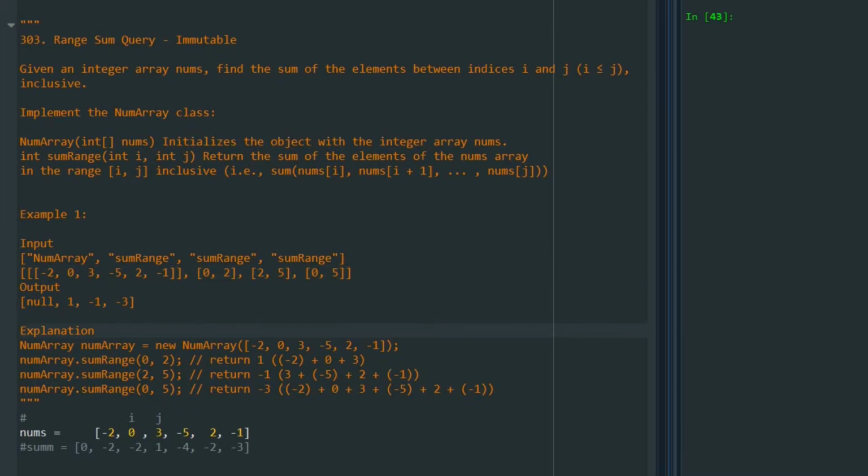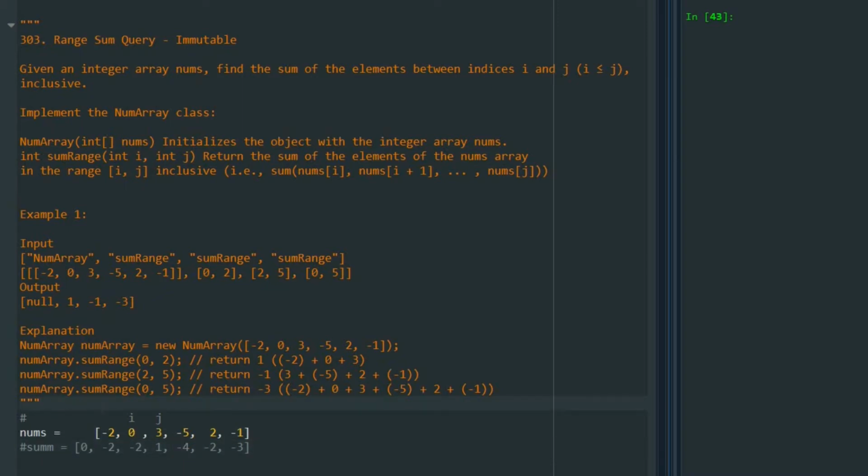The trick to solve this problem is to create another array. We call that sum here. And the length of that will be 1 more than the length of the given array. And the first element of that we are going to put 0. Then we are going to do this. I put minus 2 here. Minus 2 plus 0 is minus 2. Minus 2 comes here. Minus 2 plus 0 plus 3 is positive 1. I put it here. Then minus 2 plus 0 plus 3 plus minus 5 equals minus 4, and so on.